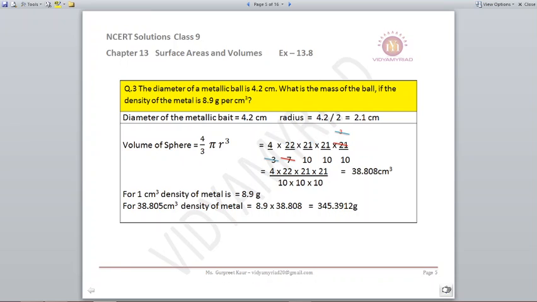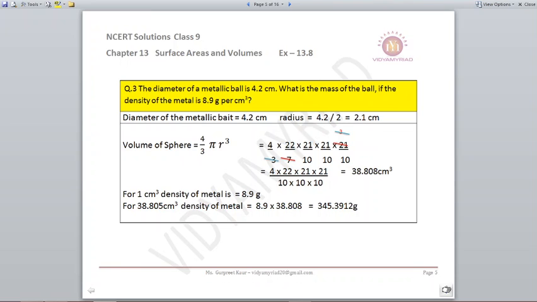The diameter of a metallic ball is 4.2 centimeters. What is the mass of the ball if the density of the metal is 8.9 grams per centimeter cube? Diameter is given as 4.2, so the radius is 2.1. Volume of sphere is 4 upon 3 pi r cube. Solve it. You get your answer as 38.808 centimeters cube.